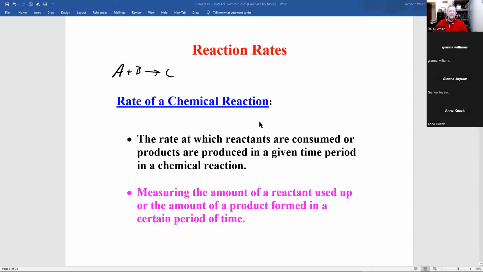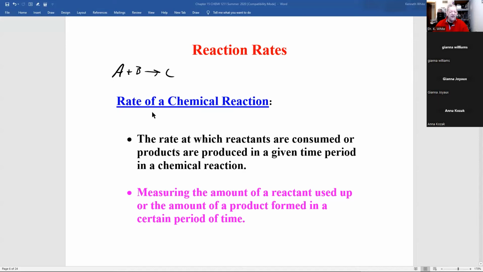All right, let's talk about the rate of a chemical reaction. What does that mean? That's the rate at which reactants are consumed. The term consume means used up or disappeared or changed into products. The other way of defining it is the rate at which products are produced in a given time period in a given chemical reaction.